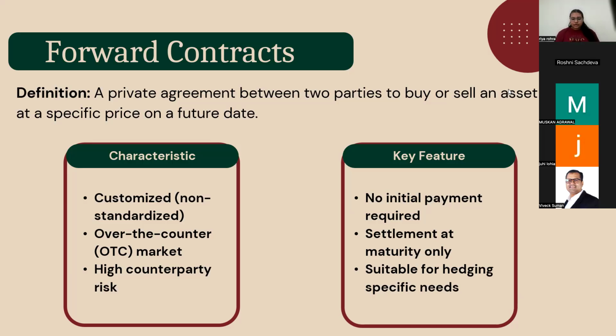Imagine a textile exporter in India who is expecting to receive US dollars after 3 months. To avoid the currency fluctuation risk, the exporter enters into a forward contract with a bank with a fixed rate of the US dollar at today's price. Now, after 3 months, he'll receive the price which is decided today. This locks the exchange rate and protects the profit.